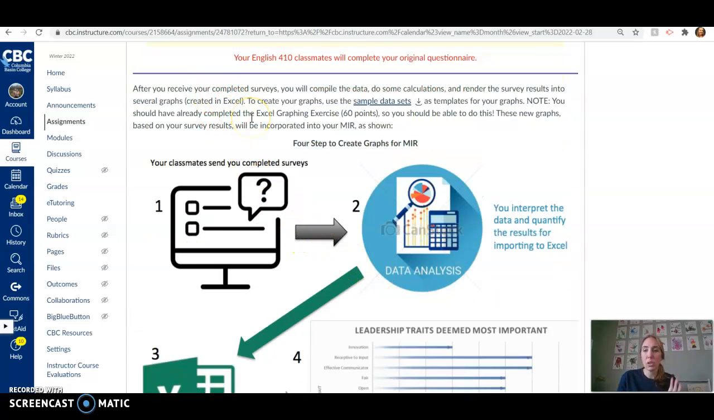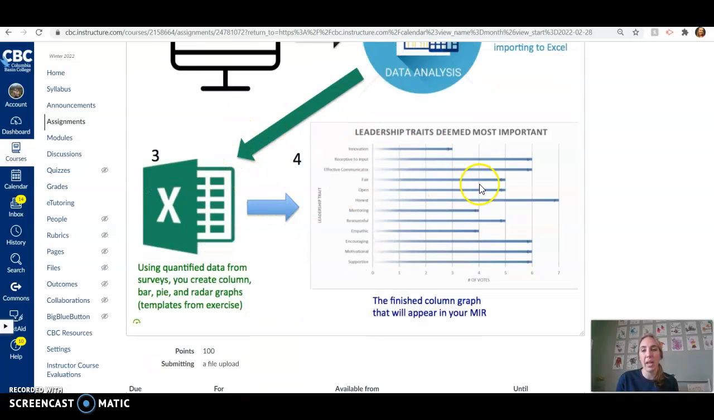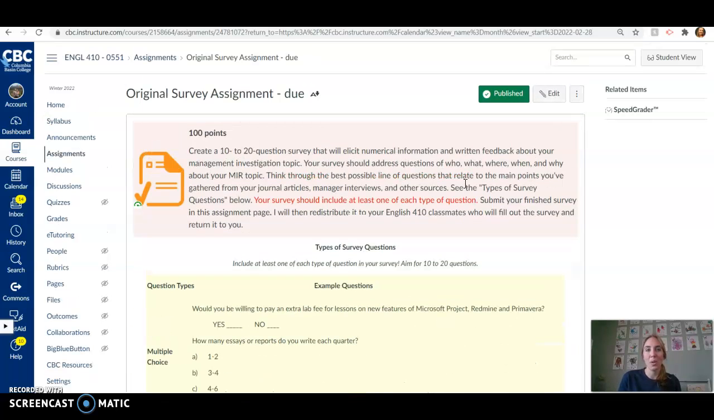After you have your survey, you're going to upload it, and I'm going to distribute those, and you are going to get responses from your classmates. Once you get those, you can aggregate the data, think about how you might use it, and then it will be a great thing to be able to include in your writing. So exciting things coming there with our original survey assignment.